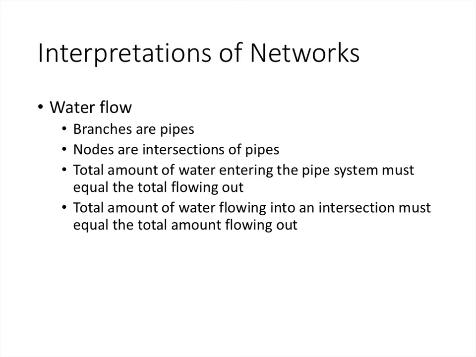Another way to interpret networks would be as water flow. In this case, the branches are pipes that water flows down. The nodes would be intersections of those pipes. The total amount of water entering the pipe system must equal the total amount of water flowing out, and the total amount of water flowing into any intersection of pipes has to equal the total amount flowing out of those pipes.